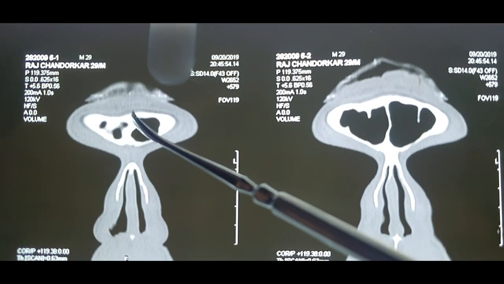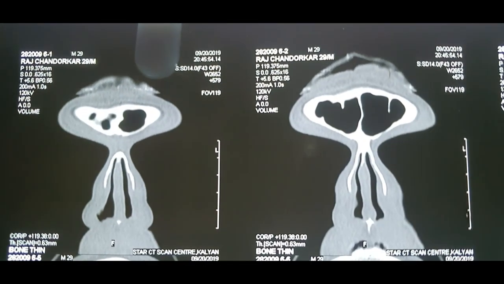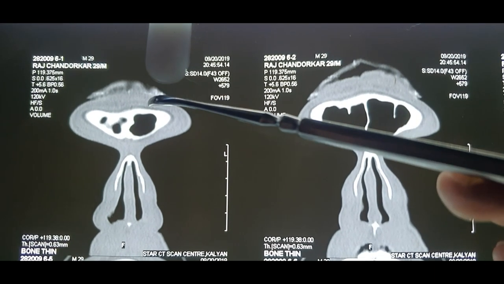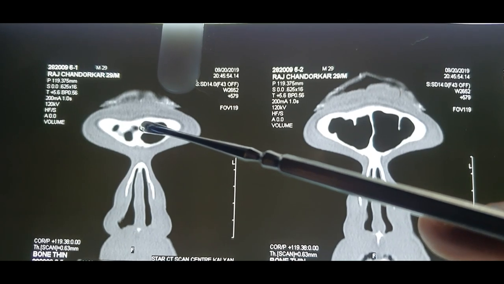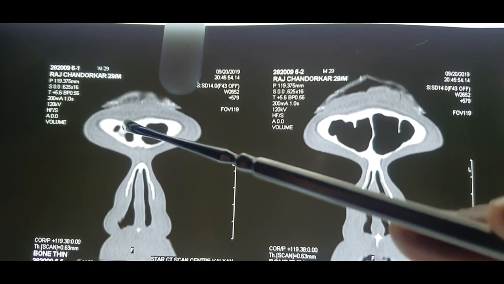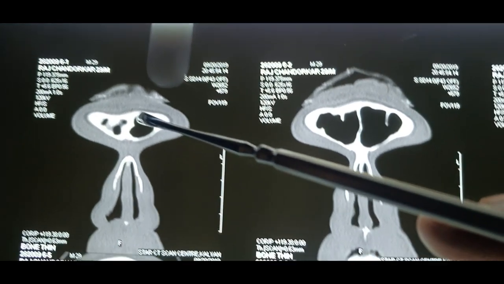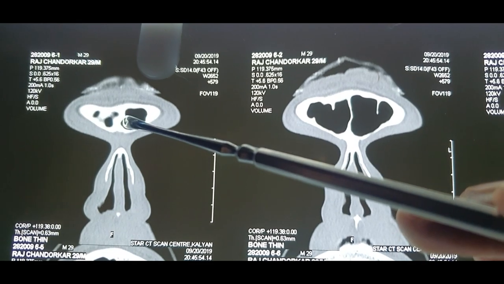To begin with, I'll start with this region. As you can see, this is the area of the frontal bone. Bone on the CT scan appears as bright white. So this area is the frontal bone, and within the frontal bone you can see these two pneumatized areas.